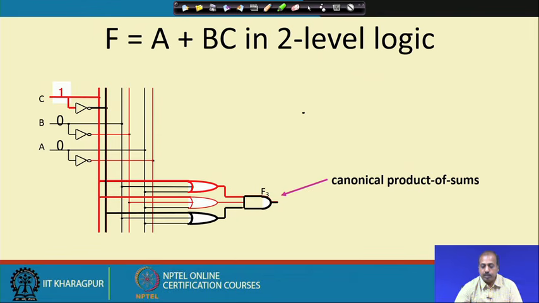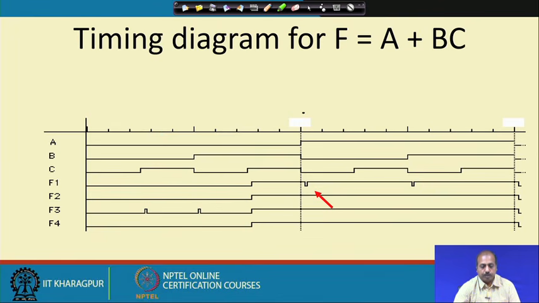So, this way, due to the presence of these delays of the inverters, this circuit will produce a glitch at the F 3 output.